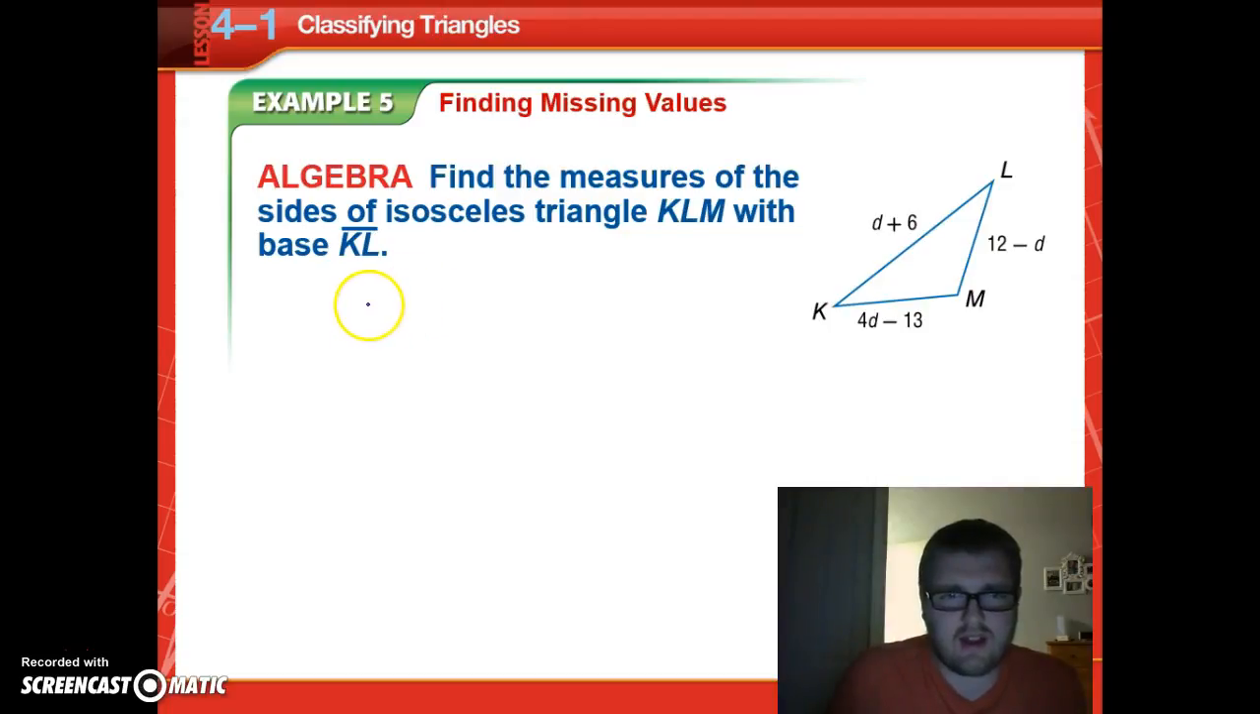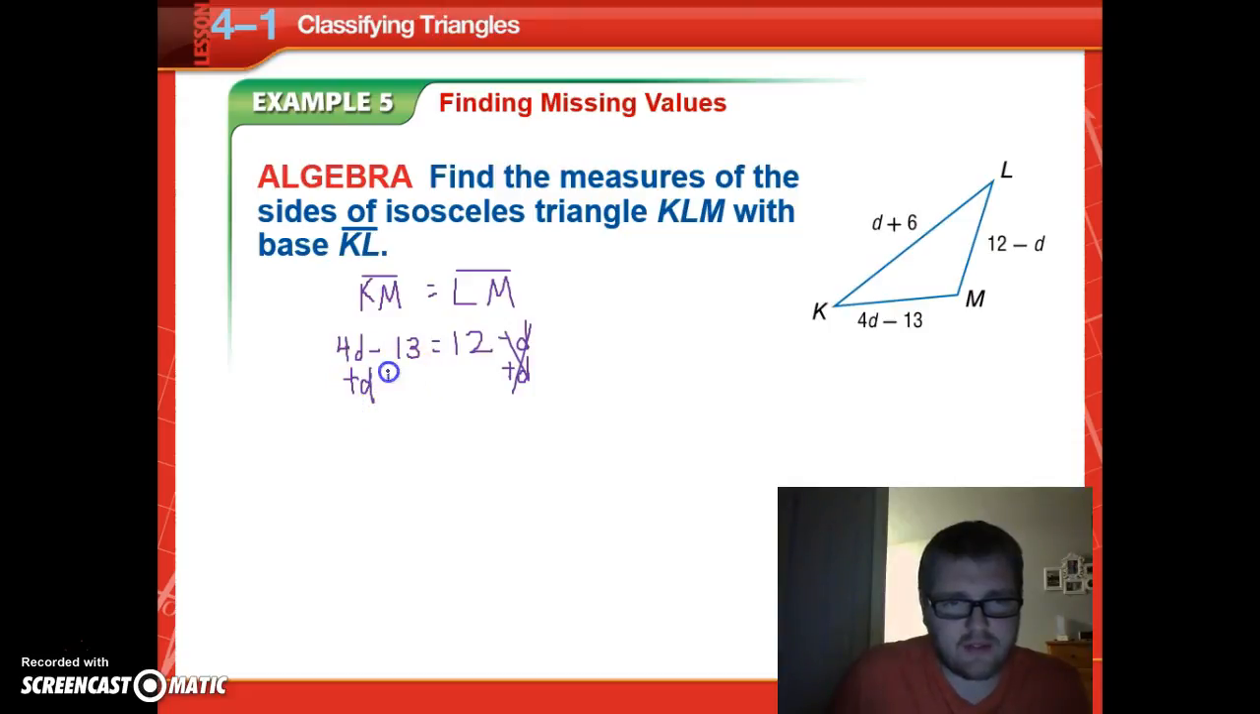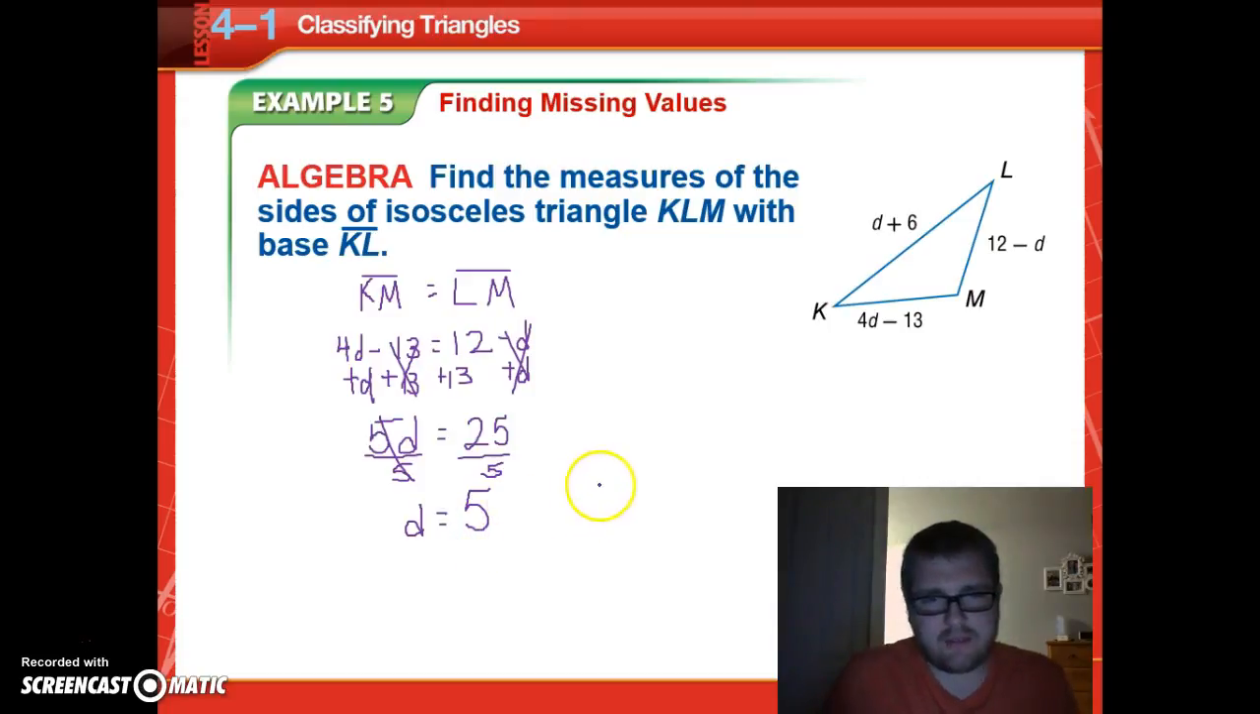So solve for d. We're going to set KM's measurement equal to LM's measurement. KM is 4d minus 13. That's equal to LM, which is 12 minus d. Let's keep it positive. Add d to both sides and add 13 to both sides. We get 5d on the left is equal to 25. Divide both sides by 5. We get d is equal to 25 over 5, which is 5.